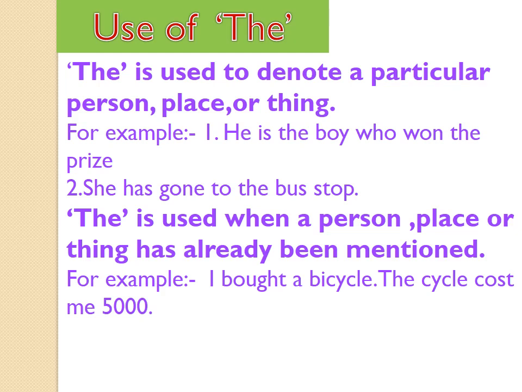When I have purchased that cycle, I have bought it. Now it is particular or specific. Then we have used the cycle. Okay students, good. Now let's take some other examples of the. Now we will see where we can use the definite article the.